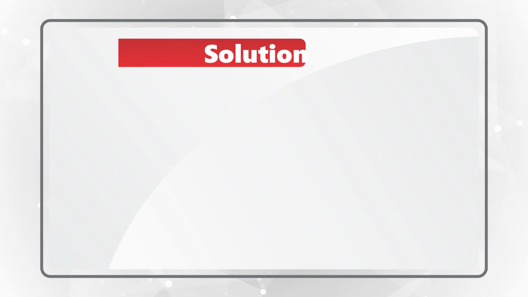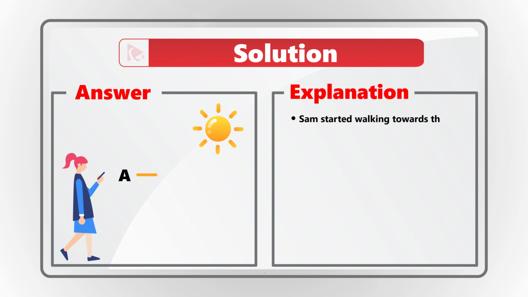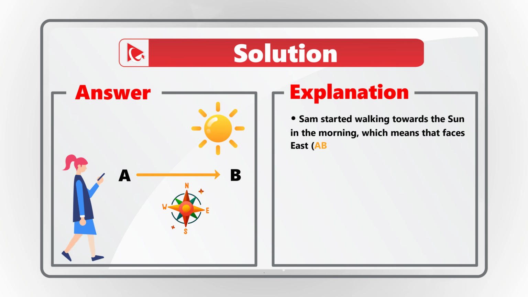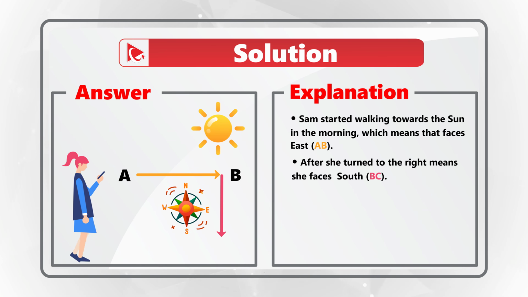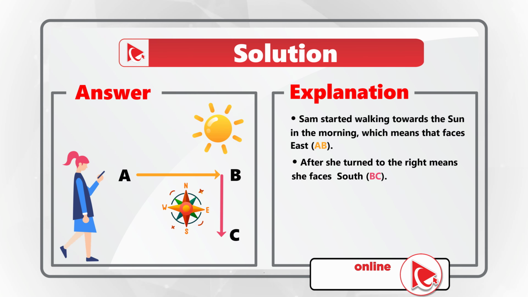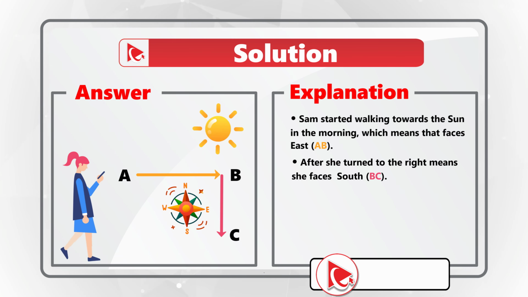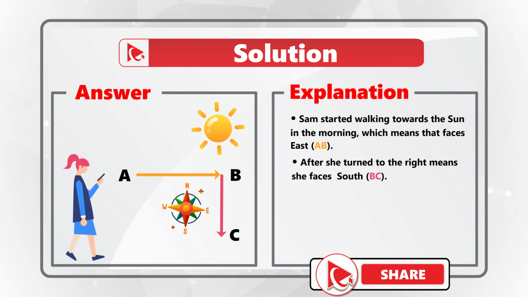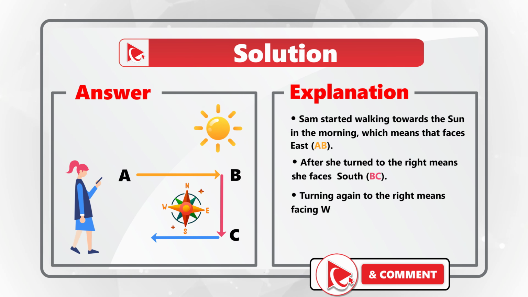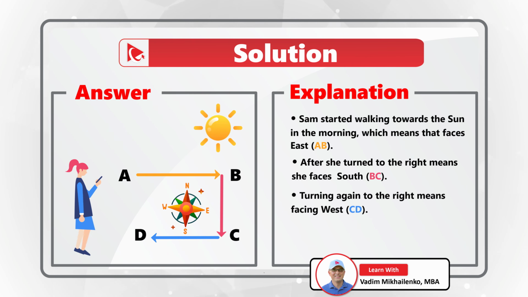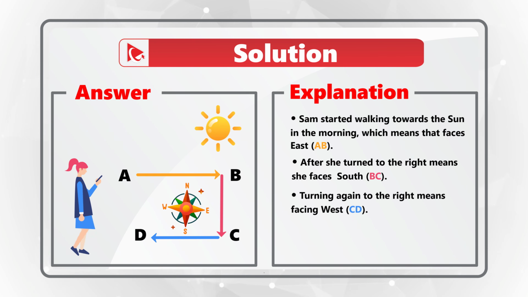Let's start from the beginning here. When Sam started walking early morning and faces sun, it means that she faces east, because sun is rising in the east. After Sam turned to the right, means that she faces south now. If her first direction shown by the ray AB, after she turns right, it's shown by the ray BC. Turning again to the right means that now Sam is facing west, which is displayed by the ray CD.